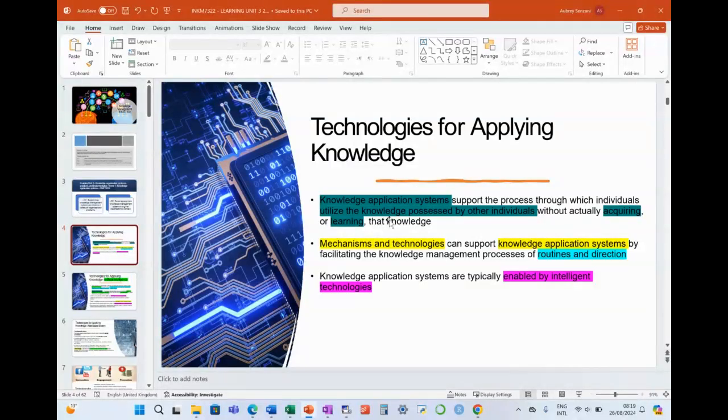It goes on to say mechanisms and technologies can support knowledge application systems by facilitating the knowledge management processes of routines and direction. Then finally, they're talking about technology enabled by intelligent technologies. So knowledge management application systems are typically enabled by intelligent technologies. And you'll see on the next slide, they begin to talk to us about artificial intelligence.